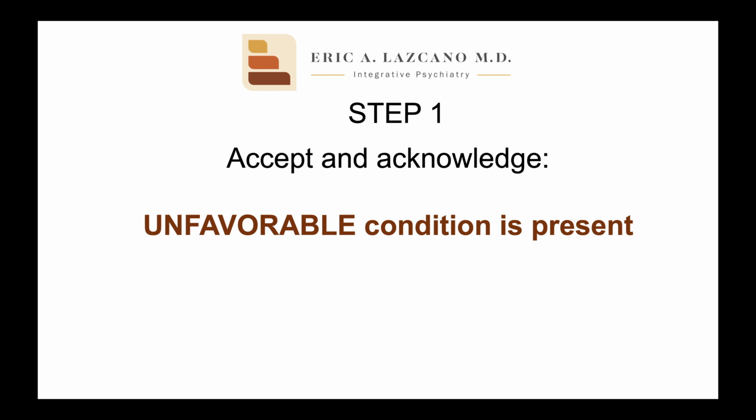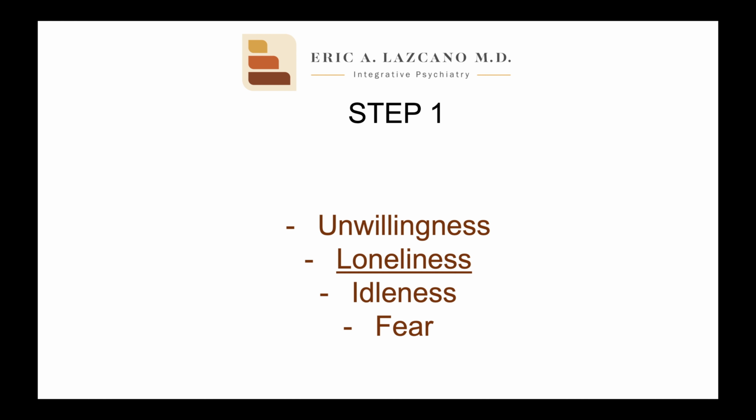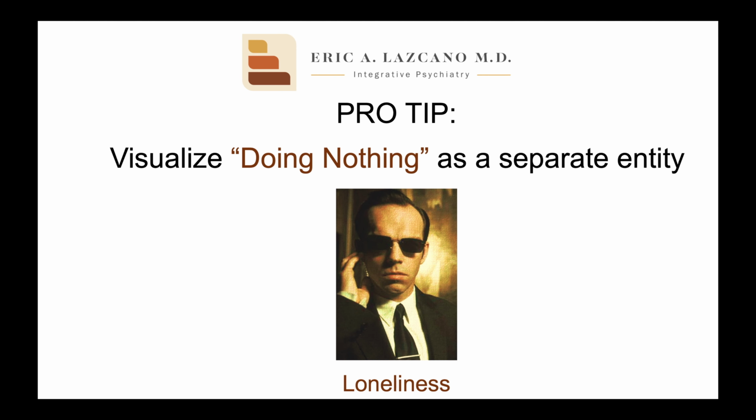This may seem obvious, but I'll go ahead and state it anyway because it may not be obvious. We want to accept and acknowledge that there's an unfavorable condition present, okay? If we're not acknowledging and accepting that, we're going to have a really hard time identifying what it is that's present. Some examples of what those internal unfavorable states might be are listed here. I underlined loneliness because we are going to use that one for our example.